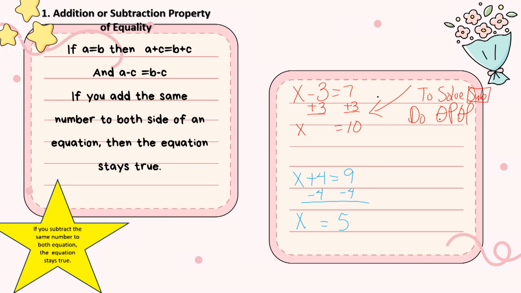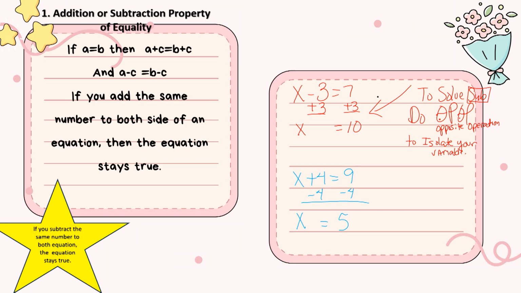So I'm doing opposite operation. So to solve the subtraction problem, you do opposite operation to isolate your variable. Now, Ms. Killen, what in the world does isolate mean?